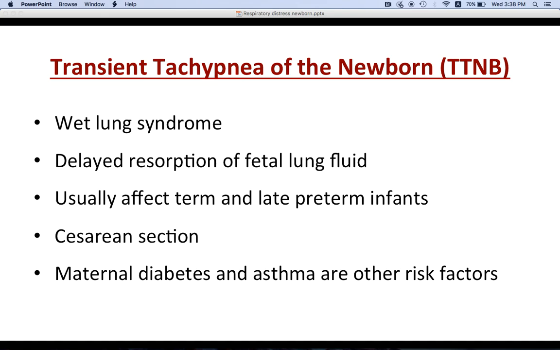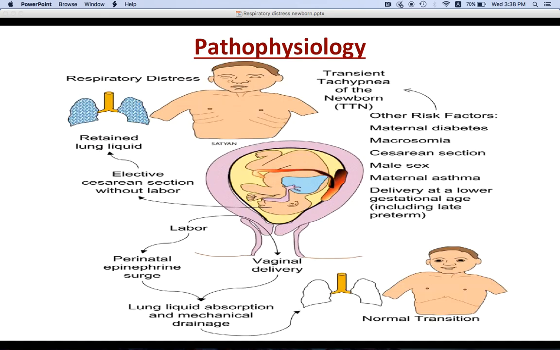Now, in intrauterine life, the lungs are filled with fluid. When the child is delivered by the normal vaginal route, there is mechanical drainage of this fluid by squeezing action, and also the epinephrine surge during vaginal delivery leads to increased resorption of this lung fluid. However, when there is a C-section or a precipitous labor, as may happen in multiparous women, the neonate does not undergo this normal transition of fluid and the fluid is retained in the lungs, leading to respiratory distress.